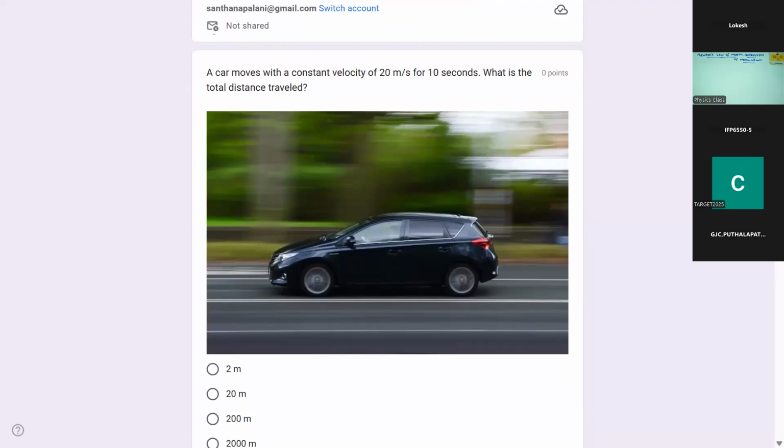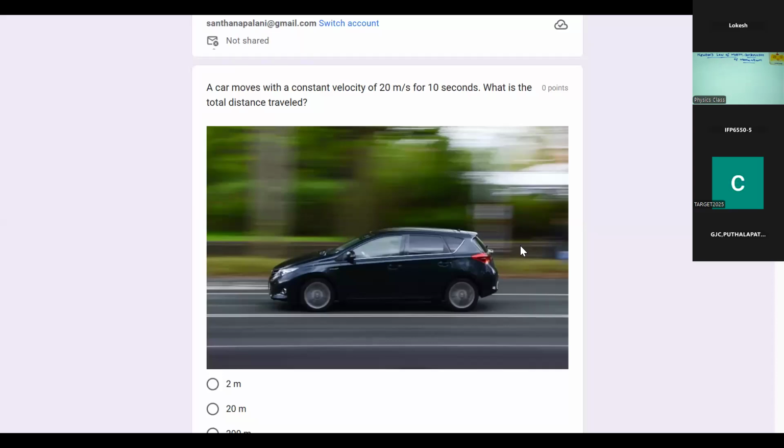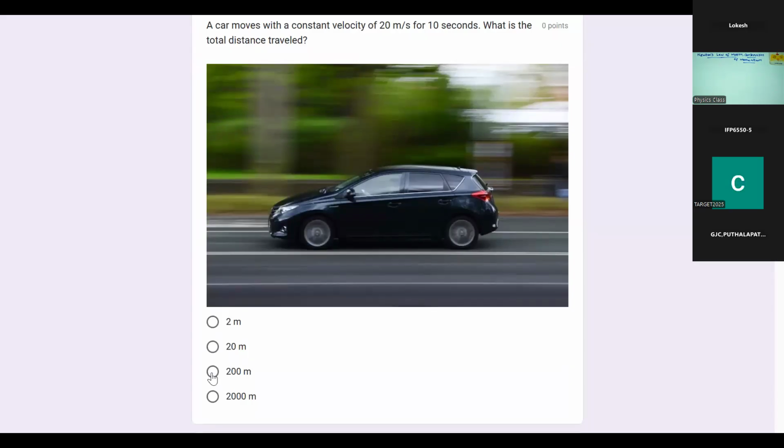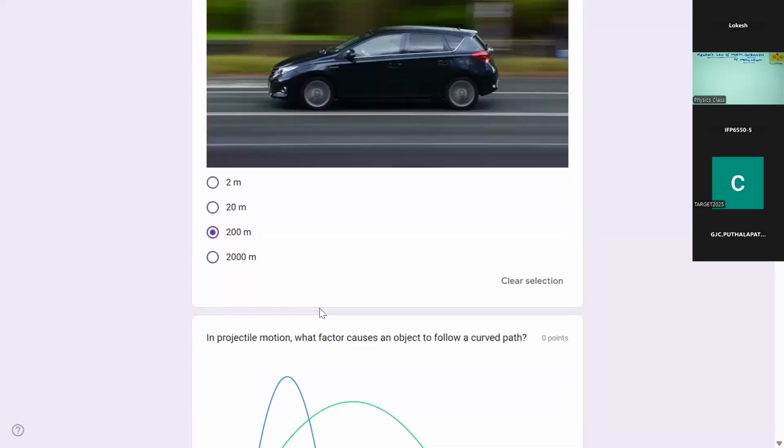You can say that answer. Okay, 200, 200. Right. So velocity is equal to distance by time, or displacement by time. So displacement is equal to velocity into time. So 20 into 10, 200 meter. Yes, very good. 200 meter. We will see the answer later.